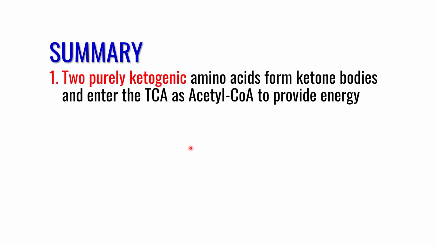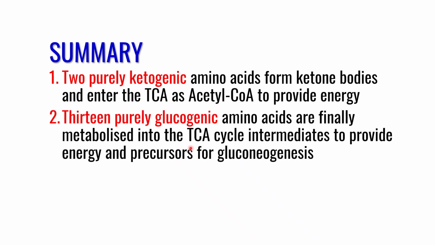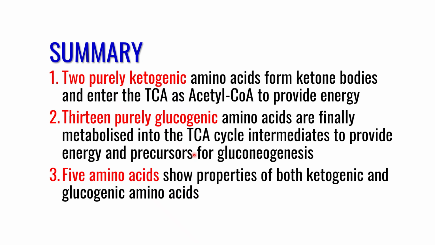So in summary, number one, there are two purely ketogenic amino acids that form ketone bodies and enter the TCA cycle as acetyl-CoA to provide energy. Number two, there are 13 purely glucogenic amino acids which are finally metabolized into TCA cycle intermediates to provide energy and precursors for gluconeogenesis. The third point, there are 5 amino acids which show properties of both ketogenic and glucogenic amino acids.